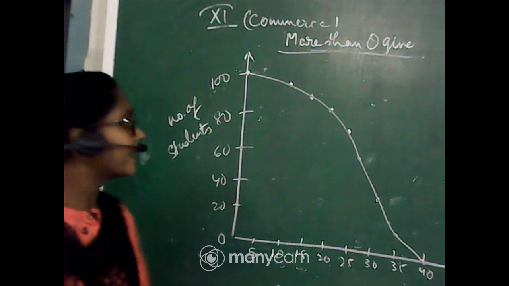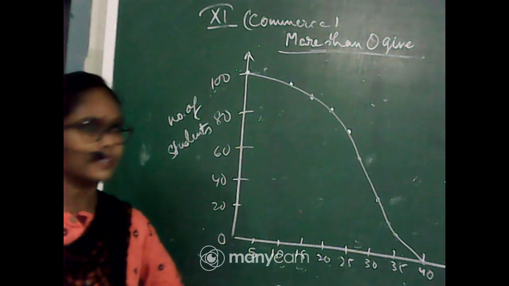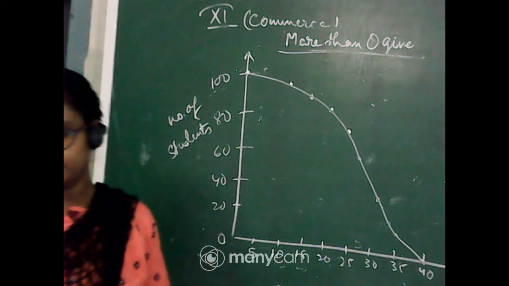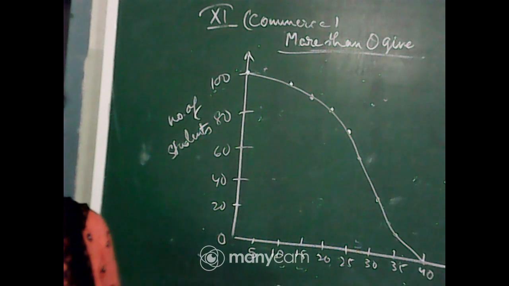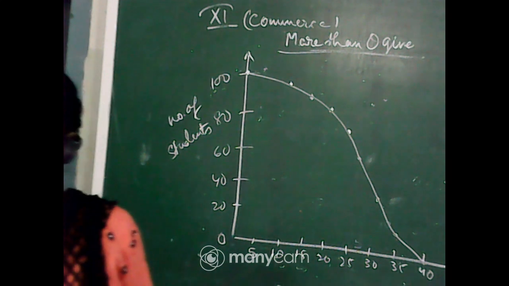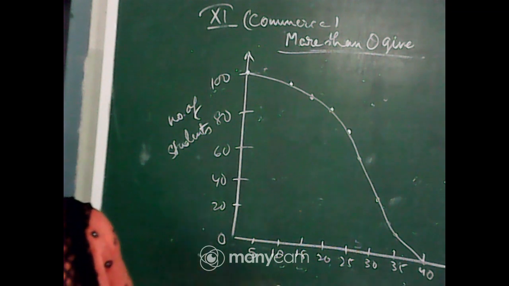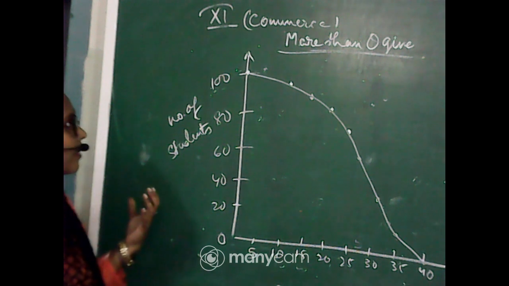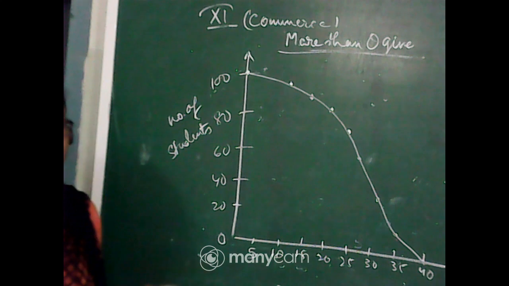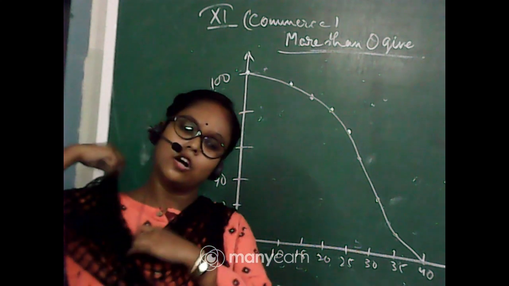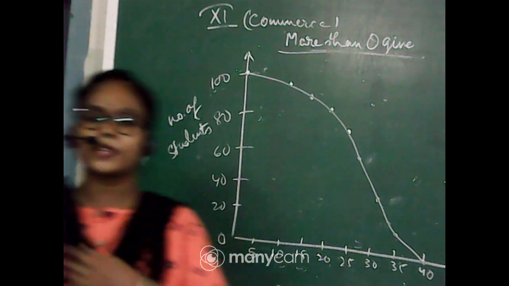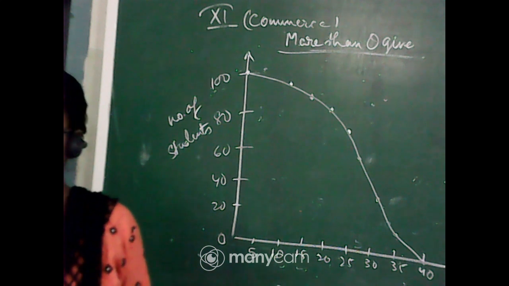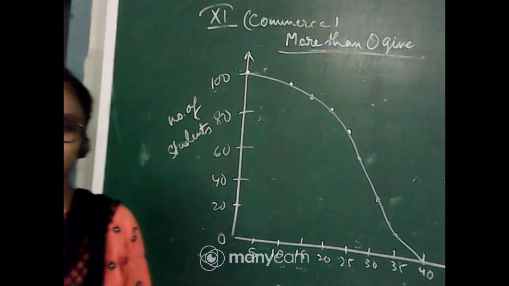Now we can obtain the marks in statistics. How we join these two ogives, more than and less than, this one I will show in the next class. Students, so up to this, you understood how to construct the more than ogive and less than ogive. First we find out the marks in the more than type or less than type, then we find out the cumulative frequency, then we can draw like this. So for today I will end here. Next day I will continue this class. Okay students, so for today, thank you.